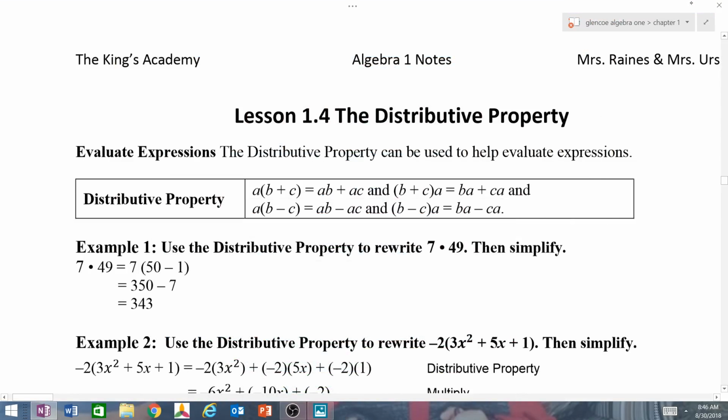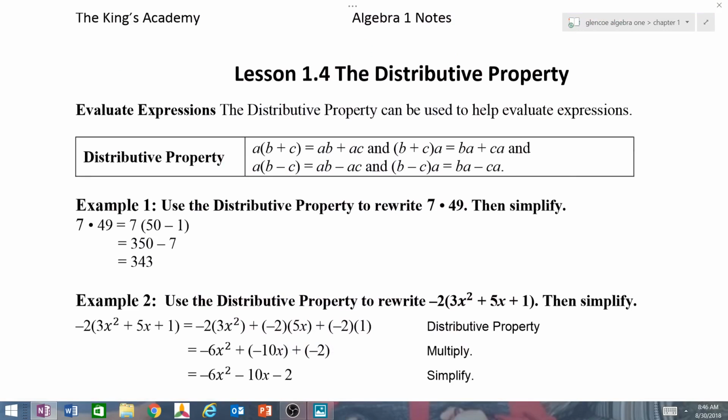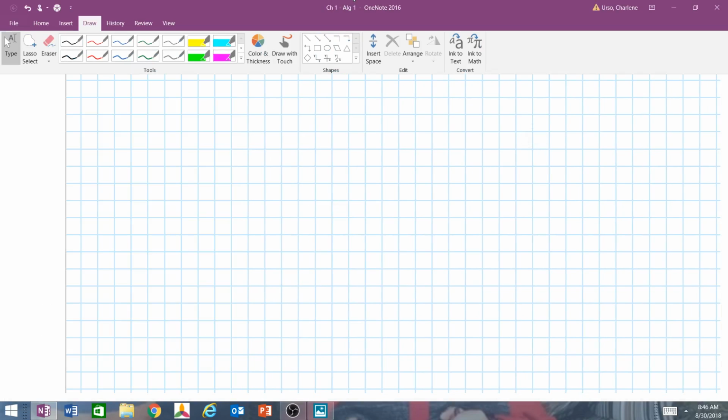Good morning. We're going to talk about the distributive property today, lesson 1.4, evaluating expressions. The distributive property is a great property, and it's actually my favorite property. It can be used to help us simplify expressions. So let's just take a look at what the distributive property looks like.